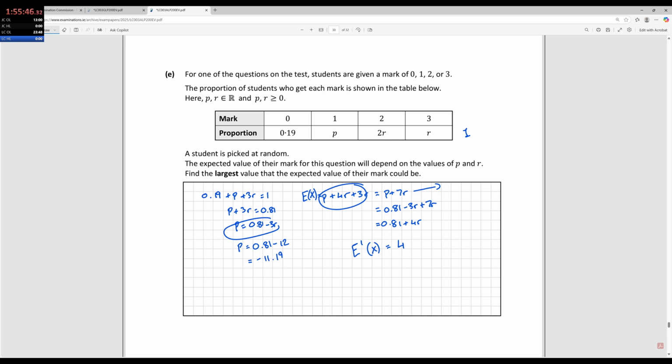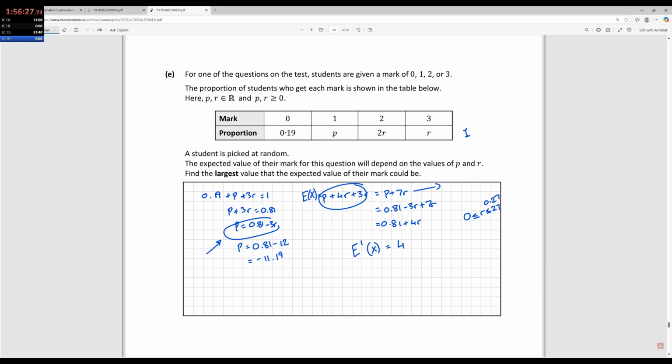Yeah, I suppose what you could do is you could say R has to be in between 0 and 0.27 because of this thing, right? If R was smaller than 0, P would be bigger than 0.81, which doesn't make sense. If R was bigger than 0.27, P would be smaller than 0, which doesn't make sense. So R has to be in between those two. And when I say 27, I mean 0.27, sorry.